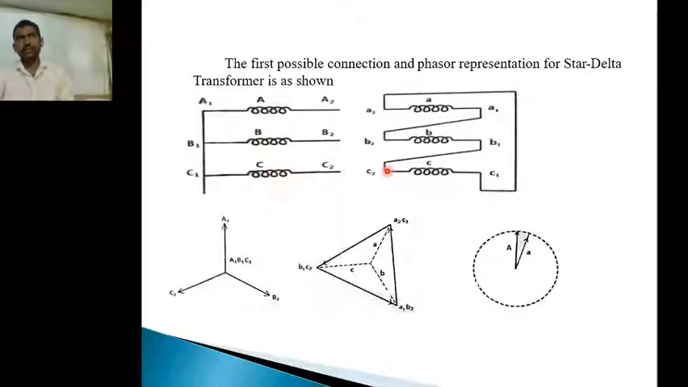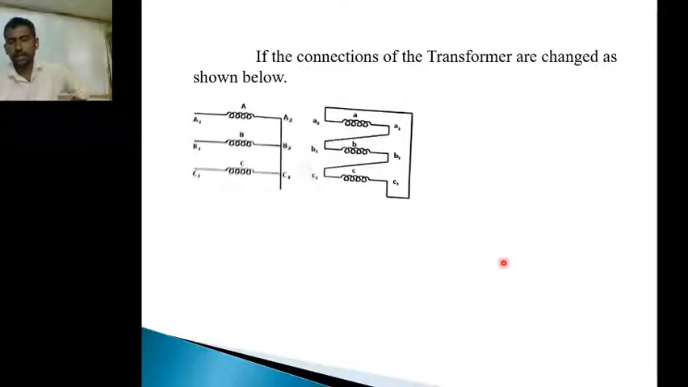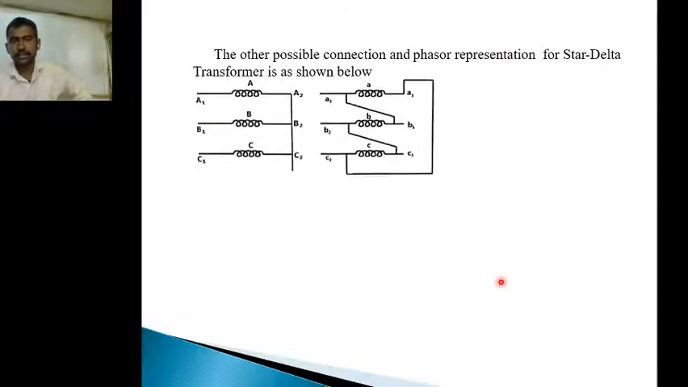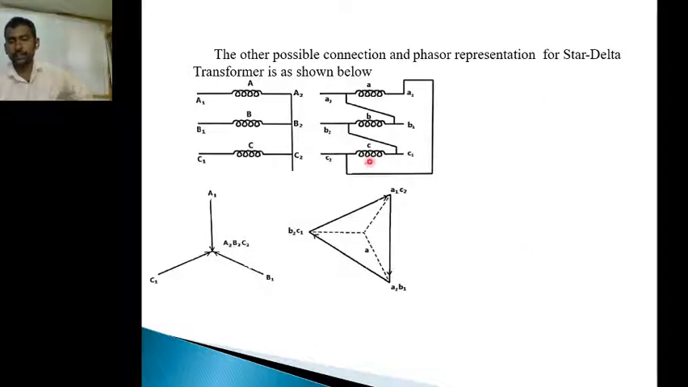Same clocks means, as in the previous, we have 11 o'clock, 1 o'clock, 5 o'clock and 7 o'clock. So the same clock representation we have, but here the primary is the star connection and the secondary is the delta connection. That's why we call it Yd, capital Y, small d, 1 o'clock connection. In a similar fashion, we have 5 o'clock connection and 7 o'clock connection. If you reverse the phase, then we get the 7 o'clock connection. That's why this connection is called Y small d 7.